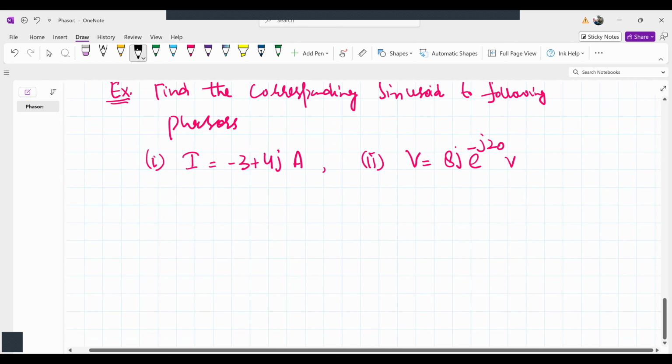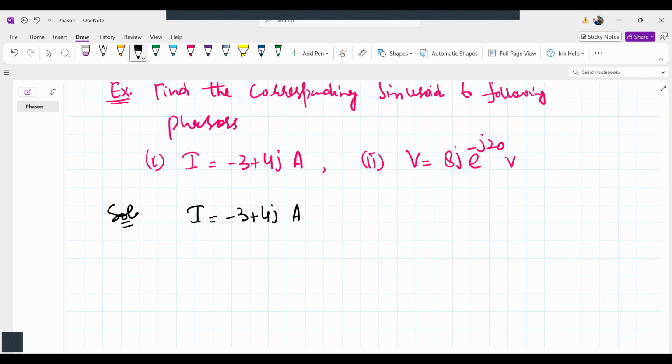Time domain equations or time domain representation of it. So first let's check the first. So I phasor is given as minus 3 plus 4j amperes. Now we can convert it into the polar form as under root of minus 3 square plus 4 square at an angle of tan inverse 4 by minus 3.